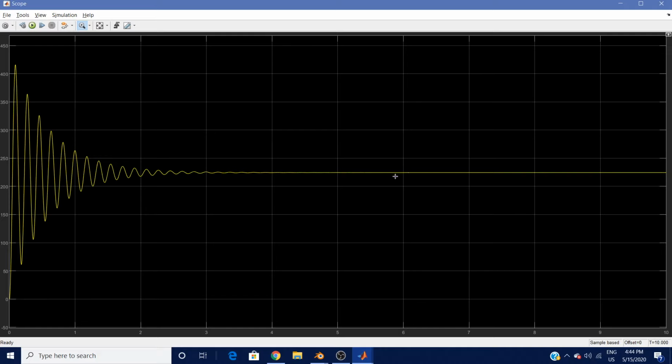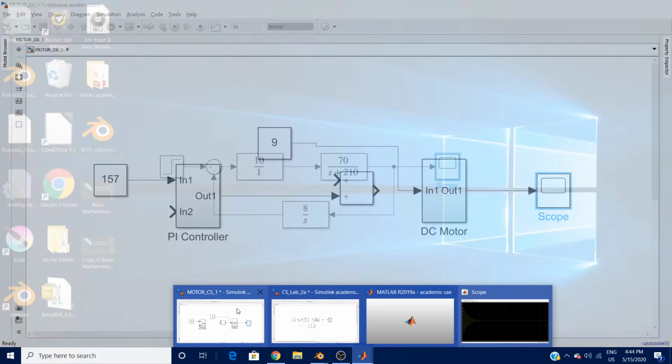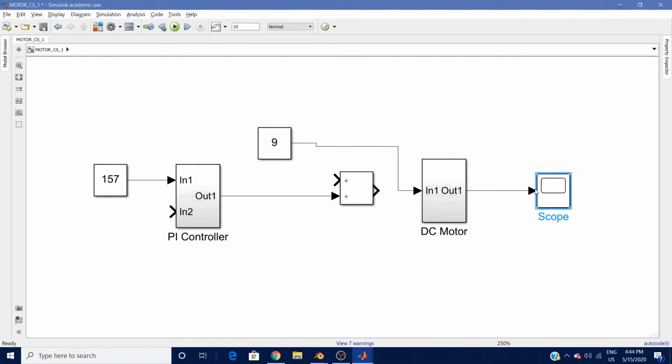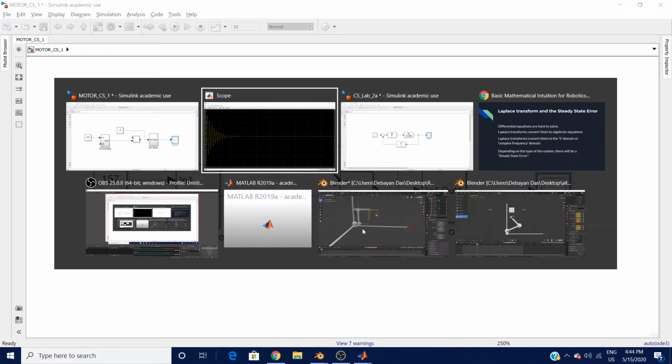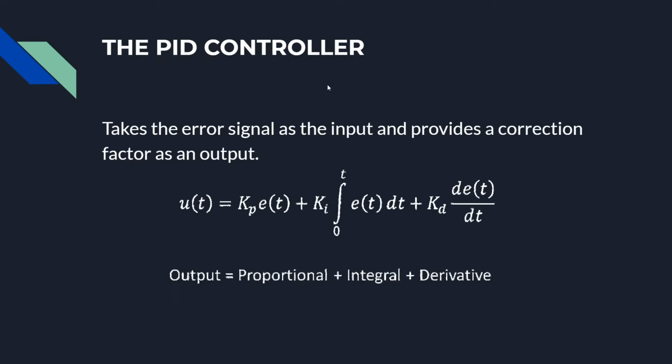So right now we put in a voltage of 9 volts, and we got our output at 200 and something rotations per minute. But what if that's not the speed that we wanted? How do we actually control what this speed is? So for that, we go into controllers. The first kind of controller, in fact the main kind of controller, is called the PID controller, which is proportional, integral, and differential controller.